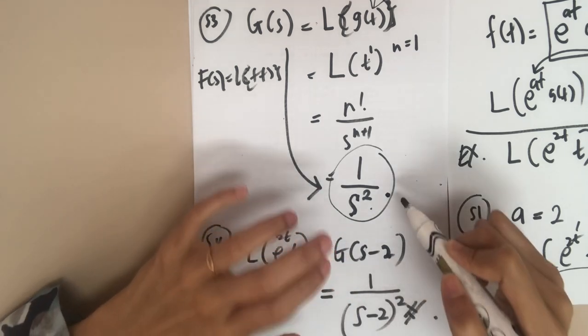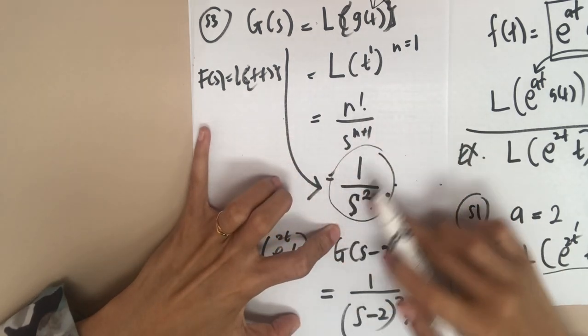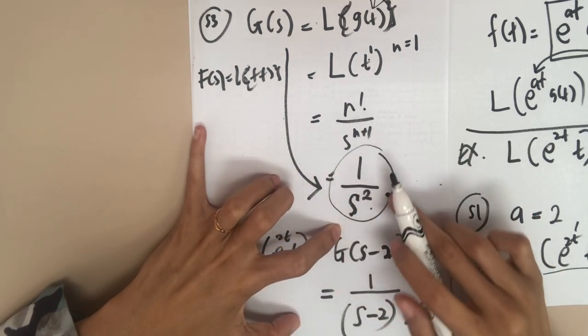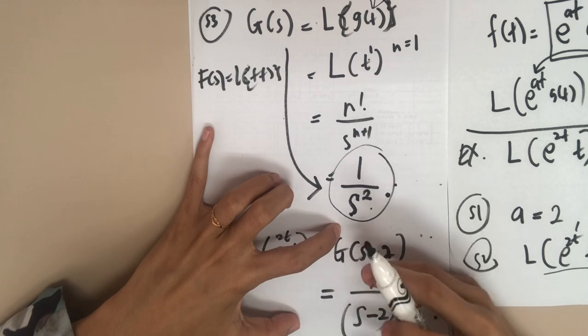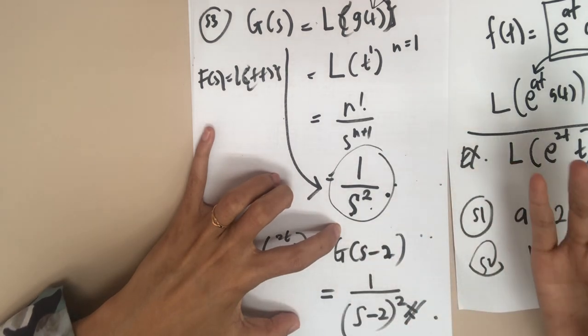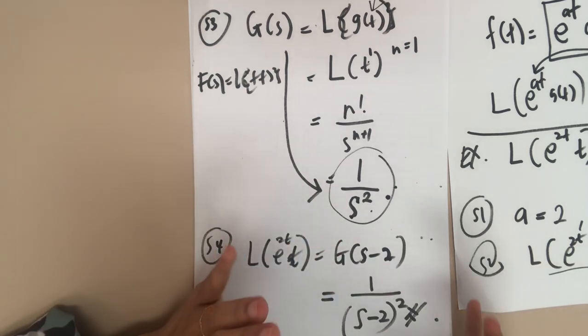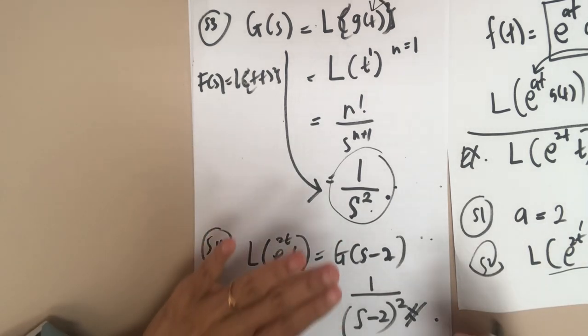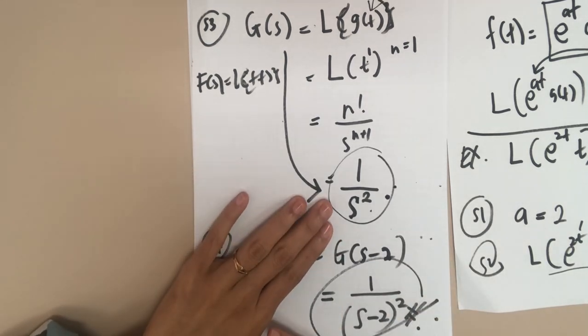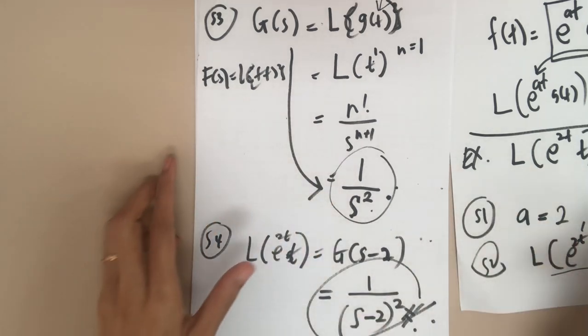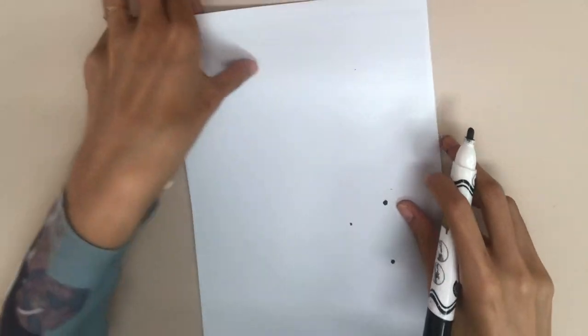So what do we do? We use this answer, but now we replace S with S minus 2. That's it, enough, full stop. So this is the final answer. Alright, I will show you another example.